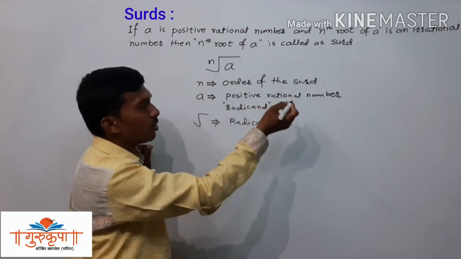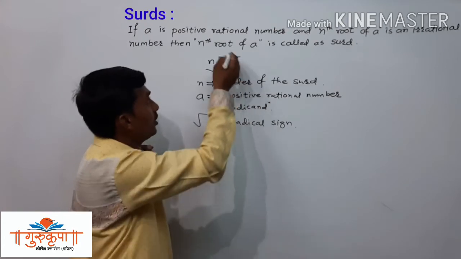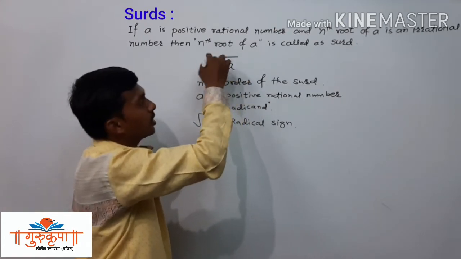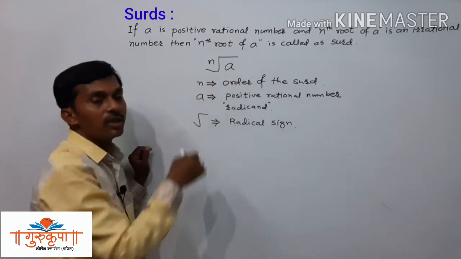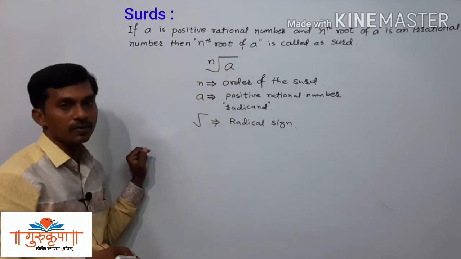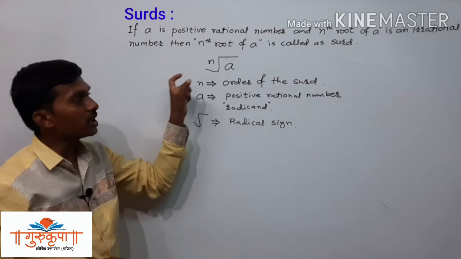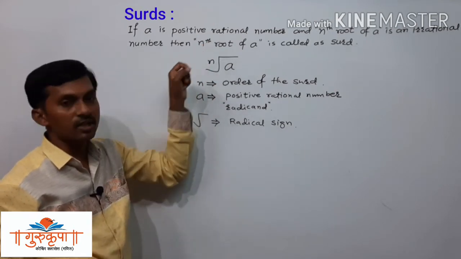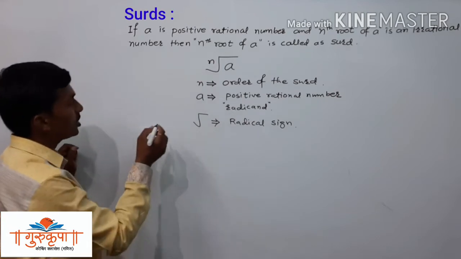A should be a positive rational number, and if we observe this number totally, that is nth root of a, it should be irrational. That is very important. And if all these three conditions are satisfied, then you can say that it is a surd. So here we write some examples.